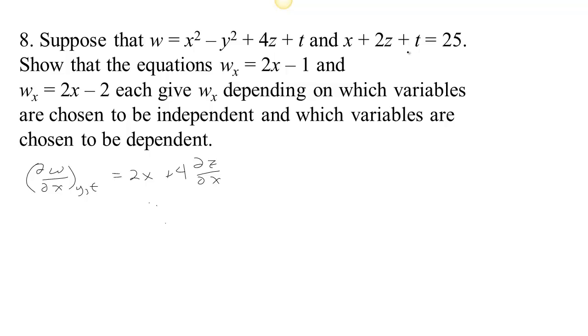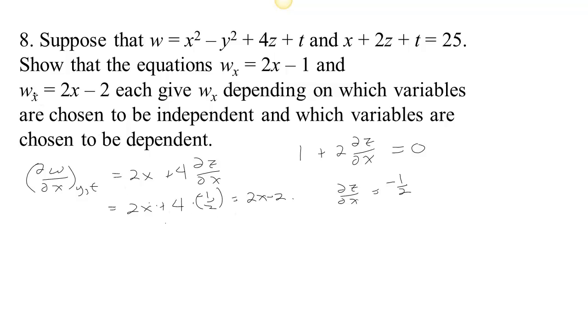And we can find dz dx from here. So we take the derivative of both sides with respect to x, assuming that y and t are independent. Dx dx is 1. And then the derivative of z would be dz dx, because z is one of the dependent variables, right? T is independent, so that derivative is 0, and the derivative of 25 is 0. So we get that dz dx equals negative 1/2 if we take the 1 over and divide by 2. So plugging that in here, we get 2x plus 4 times negative 1/2, which is 2x minus 2.